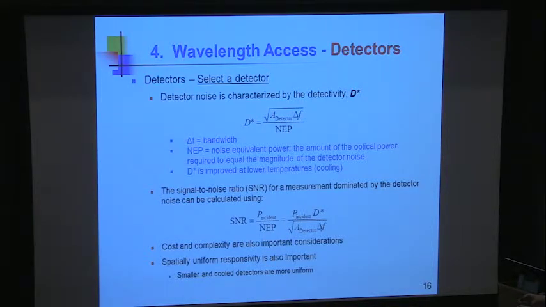Of course, you have to decide, well, what time response do I need? Am I measuring drifts over seconds, or am I measuring changes over nanoseconds? You have to decide. If you try to make measurements at high speed, you're going to pay a price in noise. So you don't want to pay that price unless you need to.